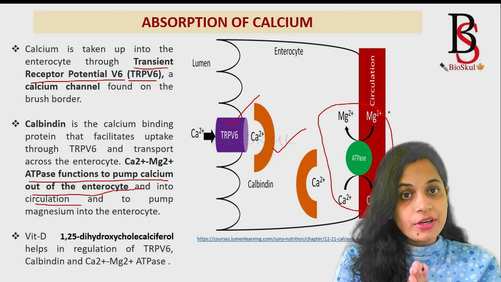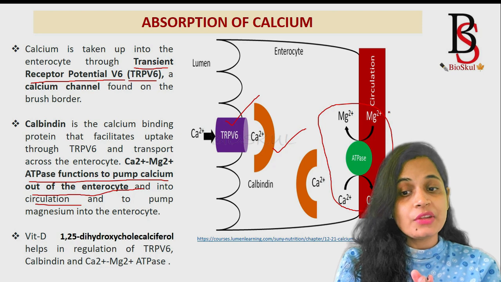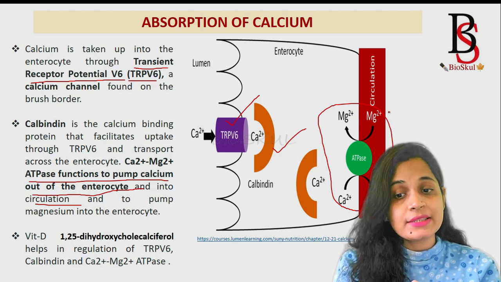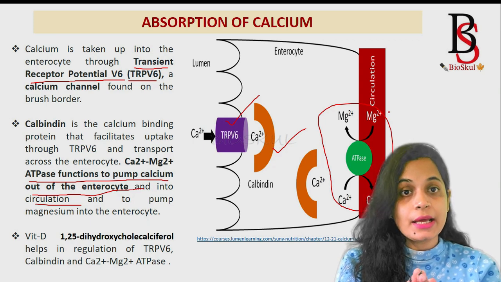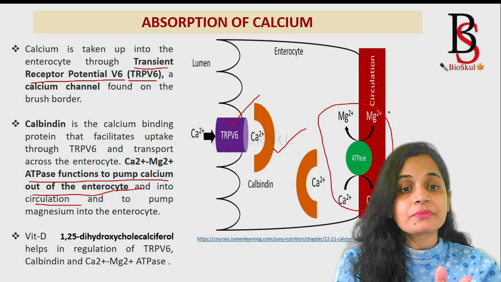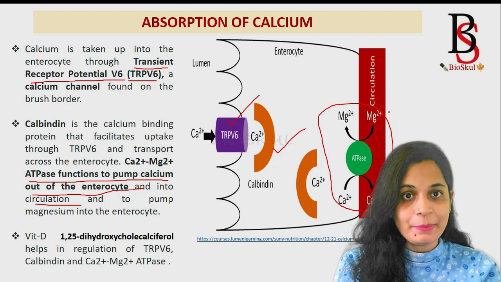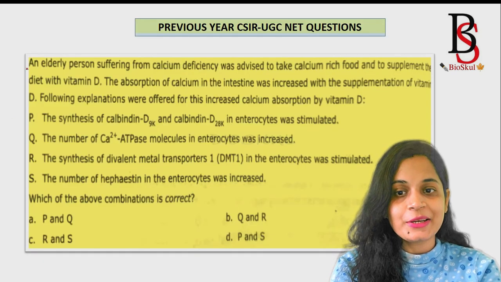And it's important that for absorption of calcium, vitamin D, 1,25-dihydroxycholecalciferol, is highly essential. Why? Because it helps in the regulation of the calcium channel TRPV, the calcium binding protein calbindin, as well as calcium magnesium ATPase. So now comes a previous year CSIR NET question.